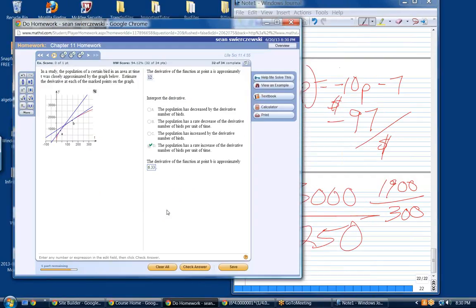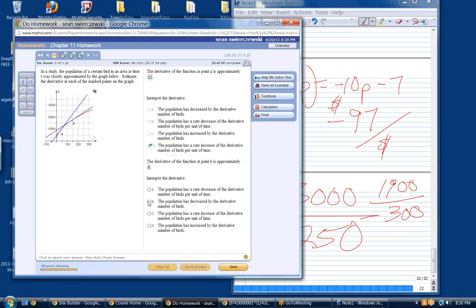We try 6. I think 6. In other words, if anything, that could be 1,800 over 300. I bet you 6 is right, and it is. There you go. Interpret the derivative.